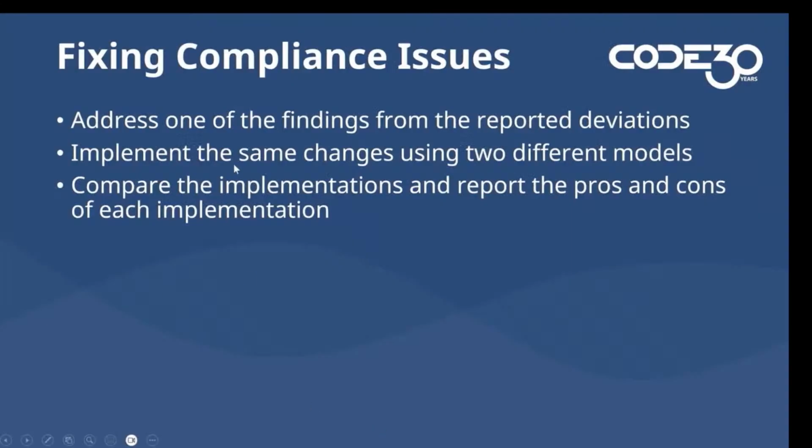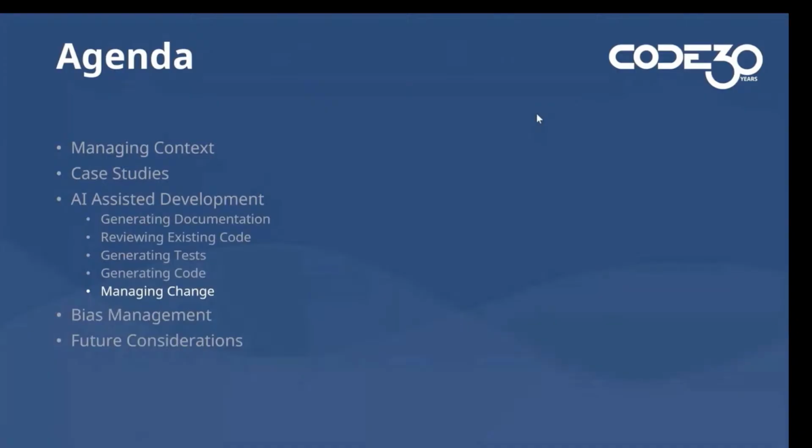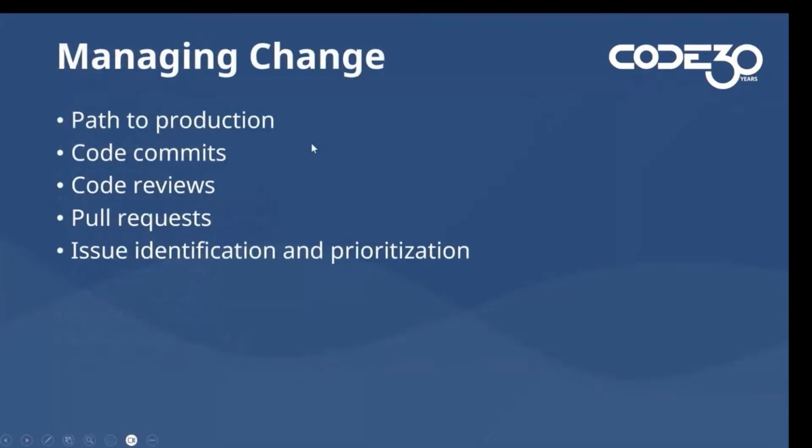All right, so we've done this. We've compared those implementations and reported the pros and cons of each implementation. Let's talk about managing change. In this section, what I want to do is talk about generating a path to production and then doing code commits and code reviews, as well as creating a pull request, all using the assistance of Copilot, and then I'll do a section on issue identification and prioritization.